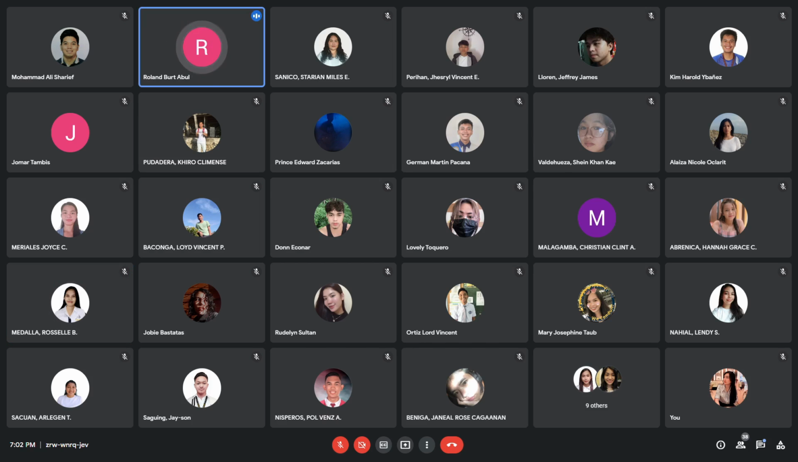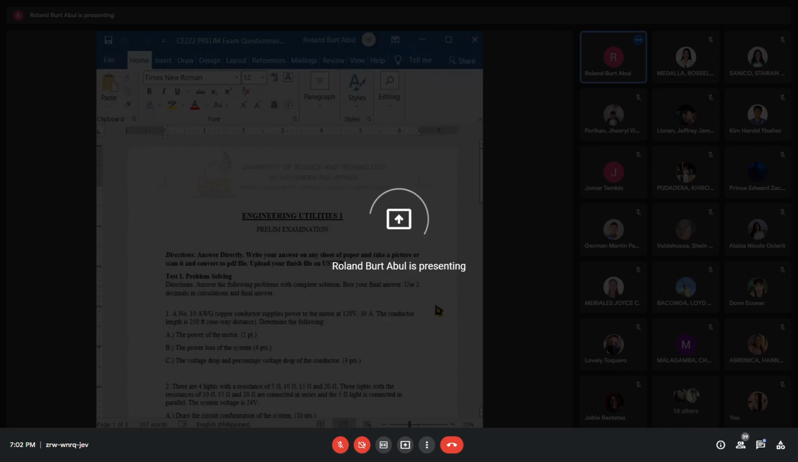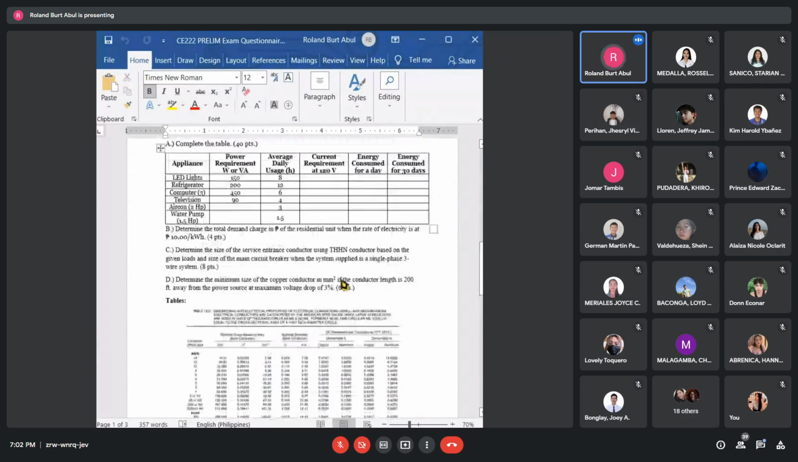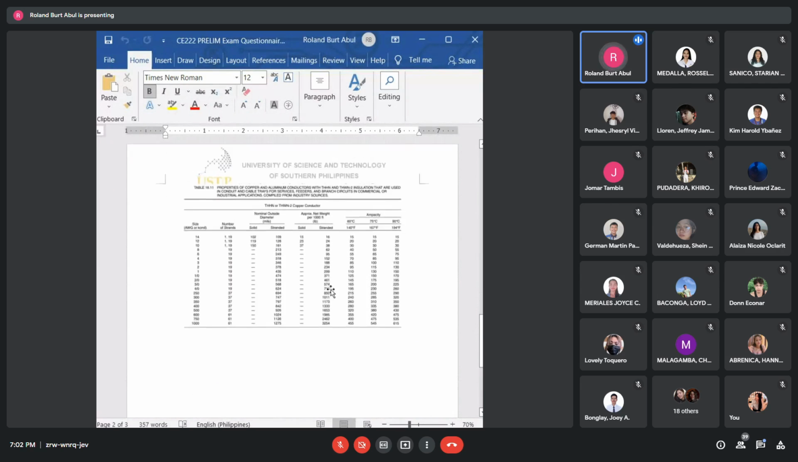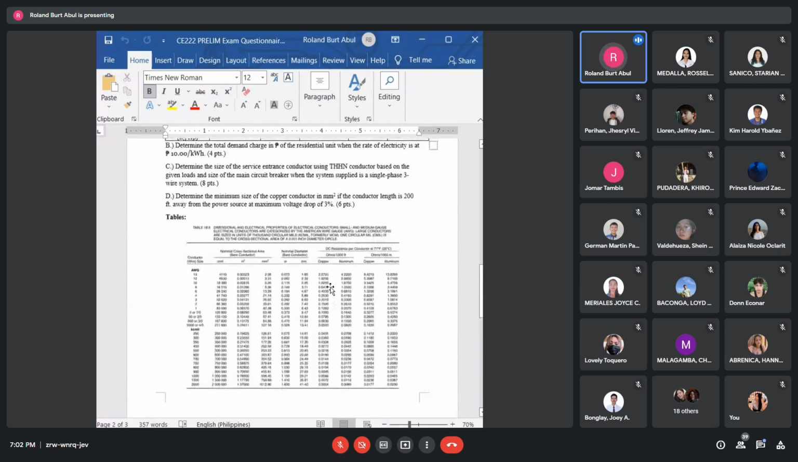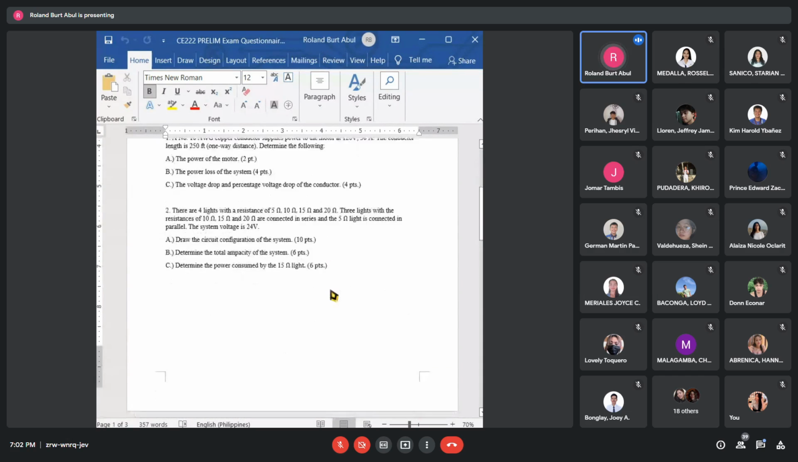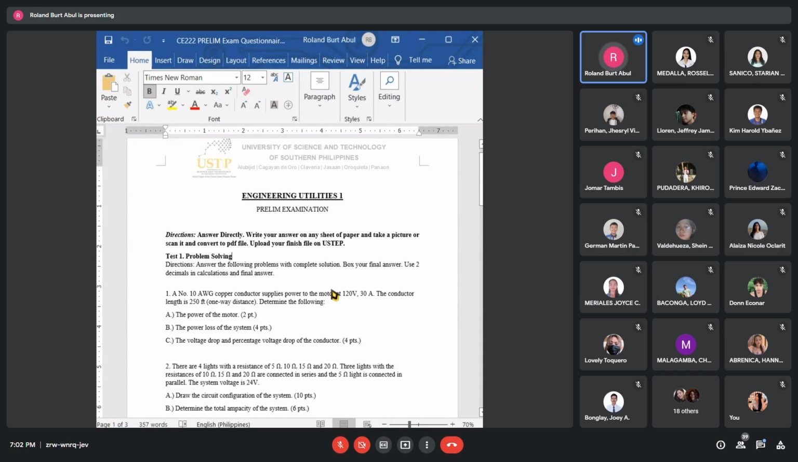Then next is the prelim exam. Can you see the display of the prelim? Yes, sir. The prelim exam consists of 3 items. I attached a table as your basis for the values you will use for problem solving. There are 3 items, each with sub-items. Answer directly. Use 2 decimal places for calculations and the final answer. It is handwritten. I don't want to see anything encoded.